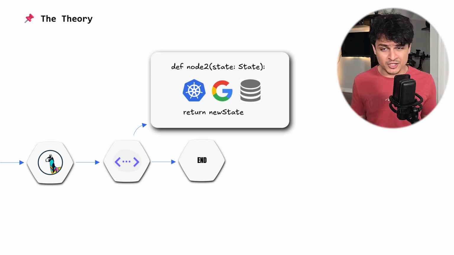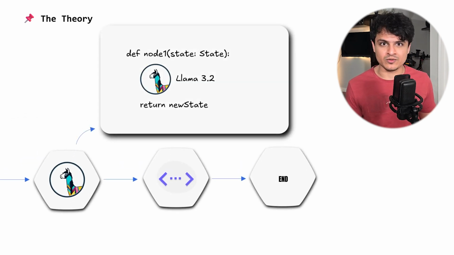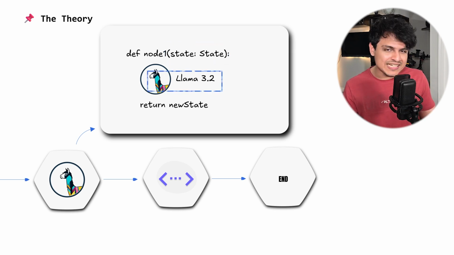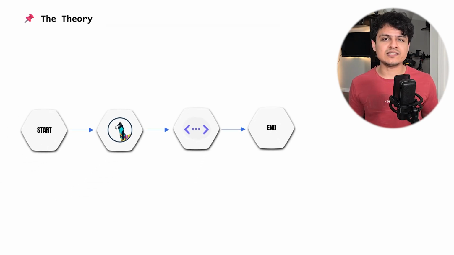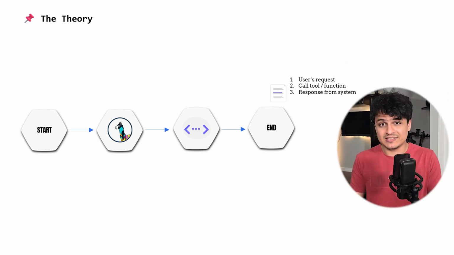But how do these functions coordinate? Well, they do that by passing a state object around. Each node function accepts a state object as an input and returns an updated state object as the output, which gets passed around to the next node. In our example, we start with a state object containing the user's request. The LLM will update the state to include the parameters for the function call. The function node would use those parameters to call the function and update the state with the final response. So in essence, LangGraph is a framework to build state machines.